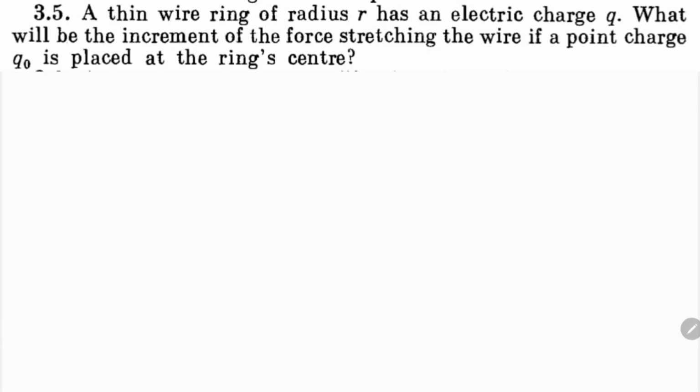So we are dealing with the fifth problem in this series, and the fifth problem is stating: a thin wire ring of radius r has an electric charge q. What will be the increment of the force stretching the wire if a point charge q naught is placed at the ring center?